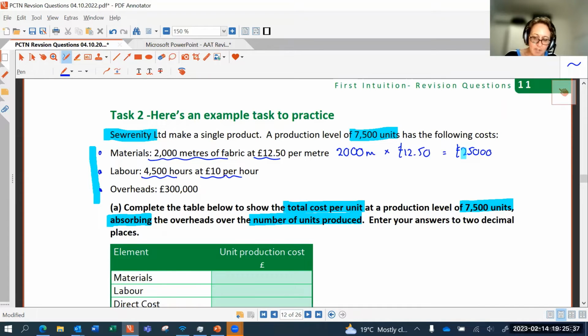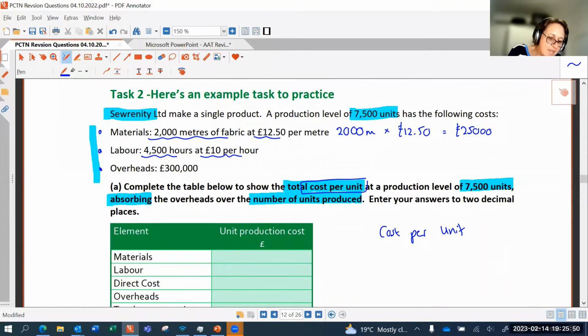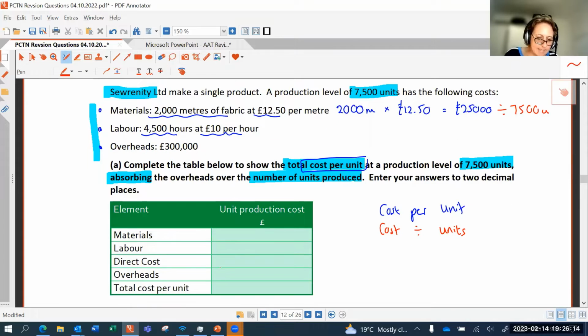So the next question then is, how much are they spending per teddy bear? What is the cost per unit? Remember, that's what the question wanted, cost per unit. If you find that you're always multiplying when you're meant to be dividing, or dividing when you're meant to be multiplying, think of that word per as being a division sign. So cost per unit becomes cost divided by units. So £25,000 shared over 7,500 units of teddy bear.